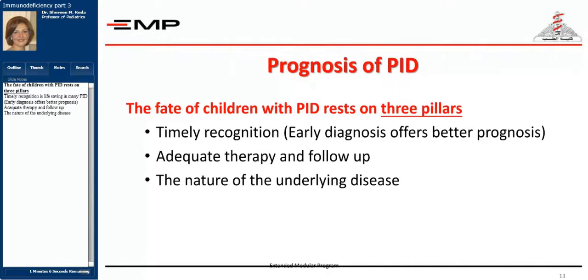The prognosis of primary immune deficiency depends on three pillars. Timely recognition: early diagnosis offers a better prognosis, and that's why we ask for early referral of suspected cases to a specialized center. The adequate therapy and follow-up of the case. And the nature of the underlying immune deficiency disease, because for some of these diseases we have no proper or suitable lines of therapy, curative therapy I mean.